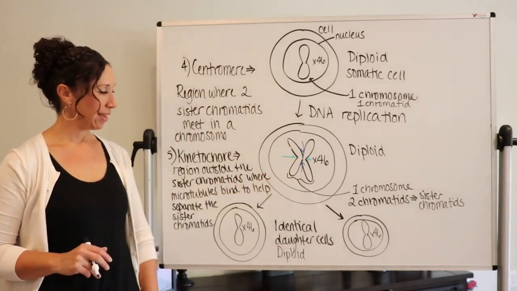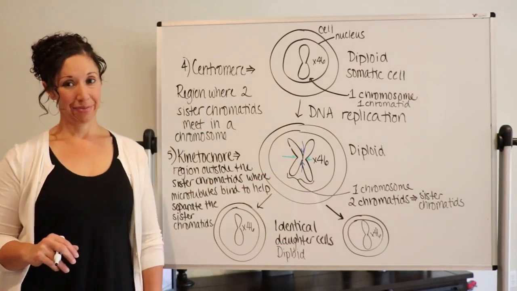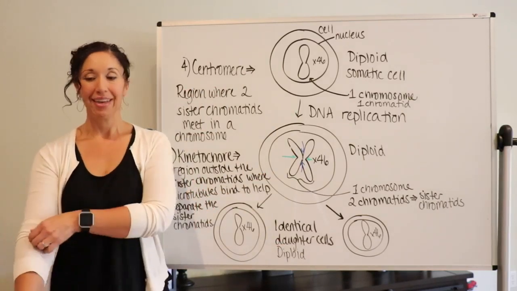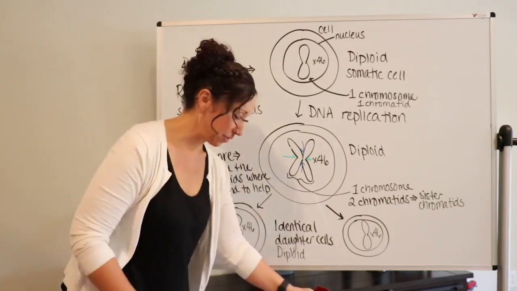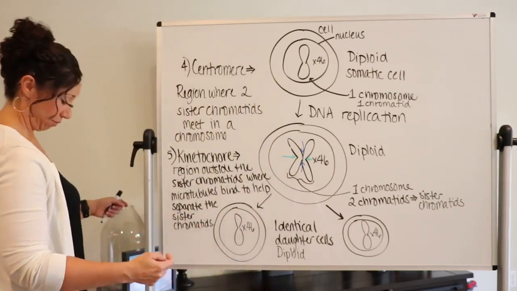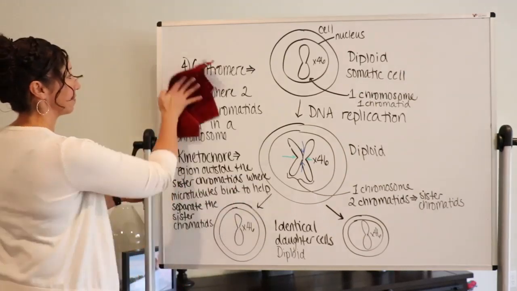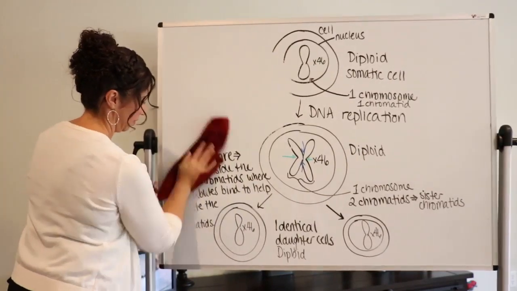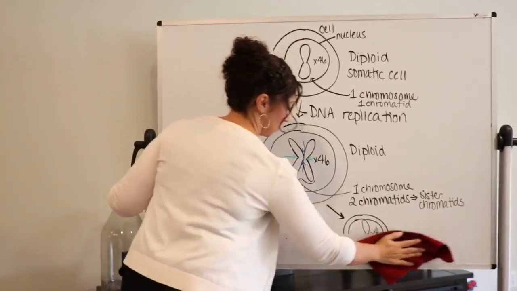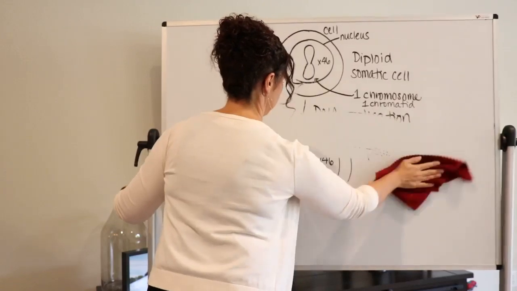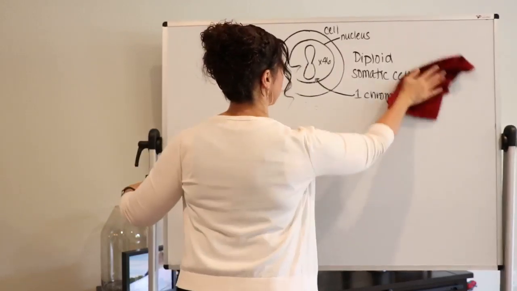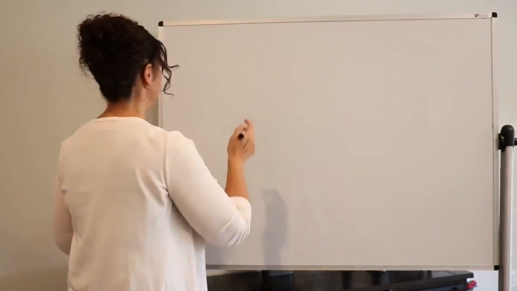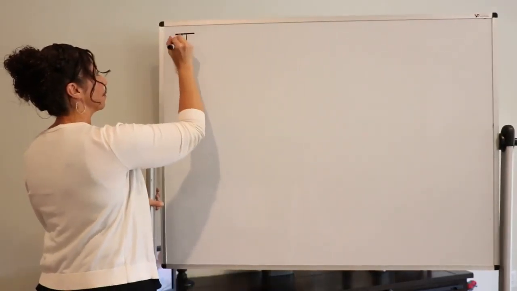All right, now let's get into the cell cycle, because the cell cycle is when we start to learn about mitosis. So this is going to be big Roman numeral 2. Here we go. Okay, Roman numeral 2, the cell cycle.